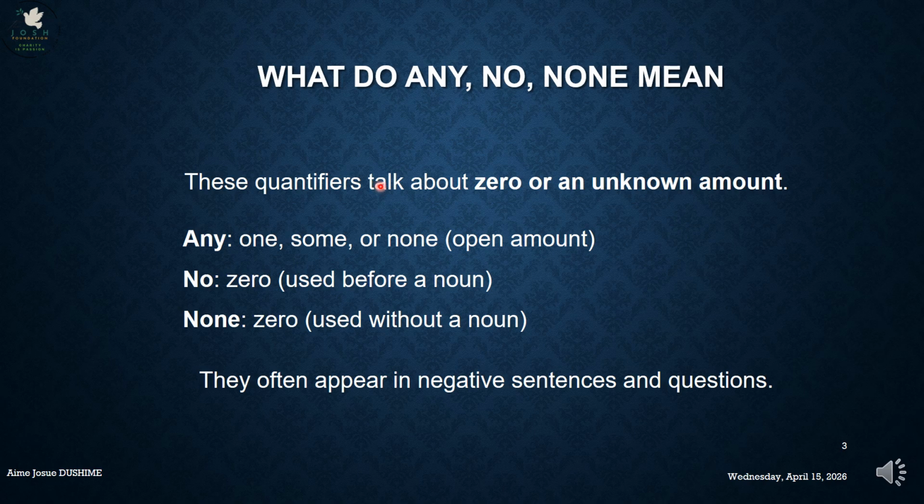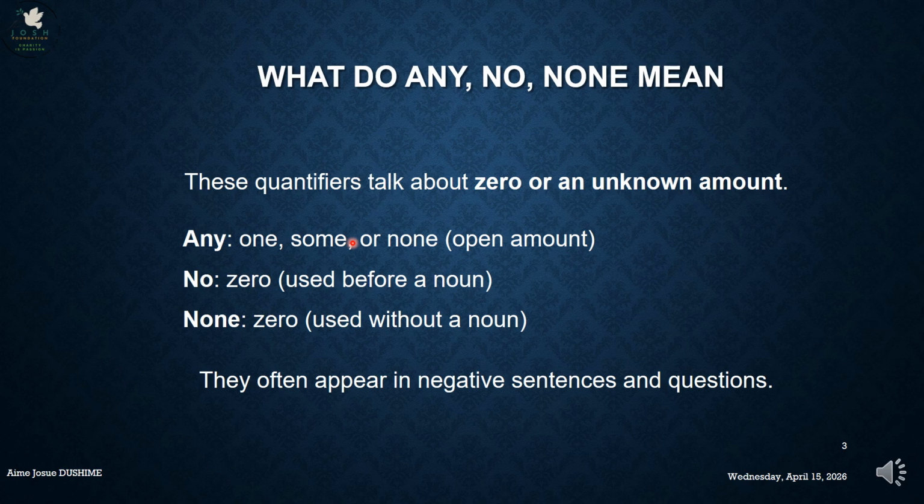These quantifiers talk about zero or unknown amount. When we don't know the amount, or when we talk about zero amount, that's when we use any, no, or none. Let's start with any. For instance, one, some, or none. When I say any, it is an open amount. What do I mean by open amount? It can be one, it can be some, or it can also be none. Simply, it's open, it doesn't specify what you really mean.